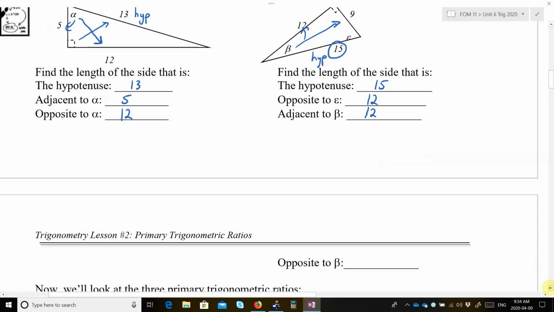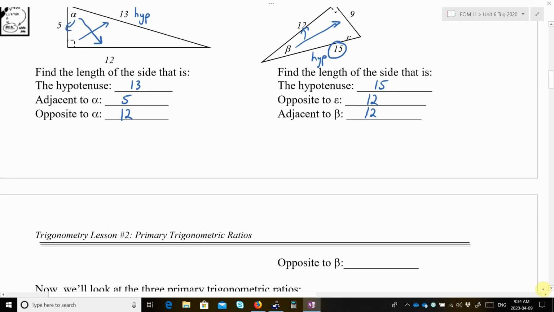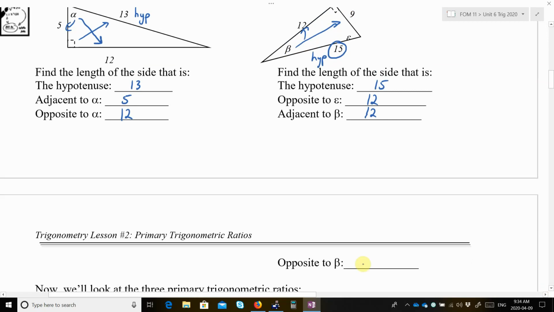And you'll notice, guys, that when we get onto the next page, we've got one more question that applies to the one up above here in example 2. Opposite to beta. If you look at beta, and if I do that line all the way opposite to beta, that's the side length 9.